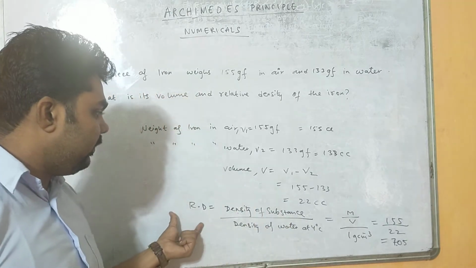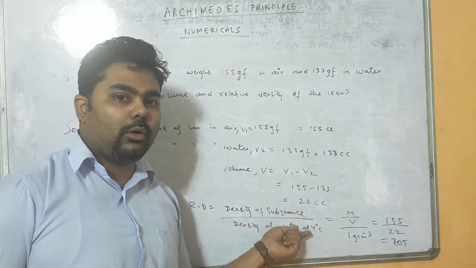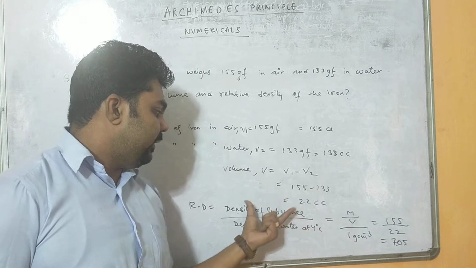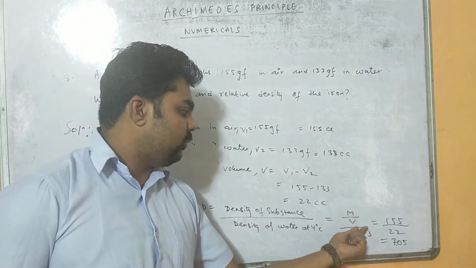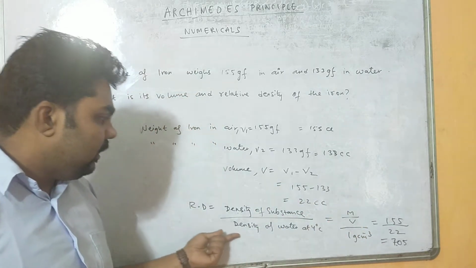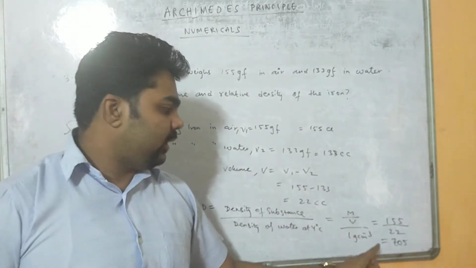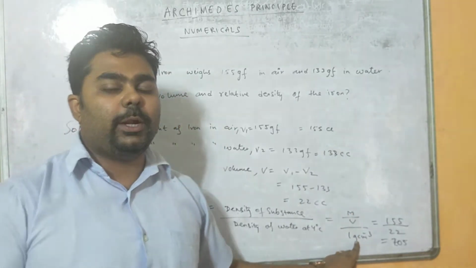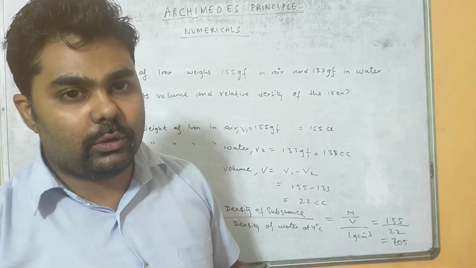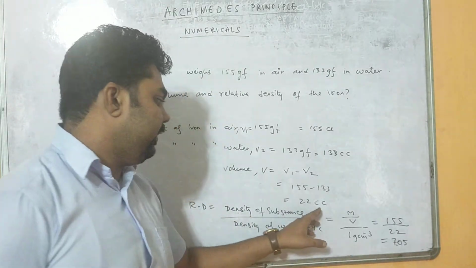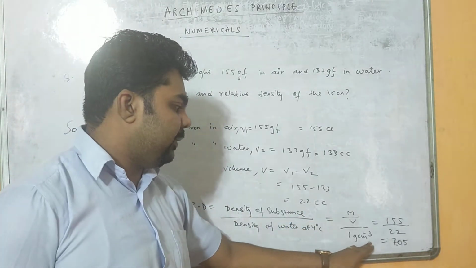Now we know relative density equals density of substance by density of water at 4 degrees Celsius. Density of substance can also be written as mass by volume, and in gram per centimeter cube, the density of water is 1 gram per centimeter cube, right? If you write in kg per meter cube, you need to write 1000 kg per meter cube, but here it is already in centimeter, in CGS unit, so I mentioned 1.